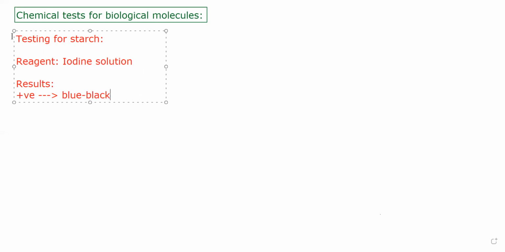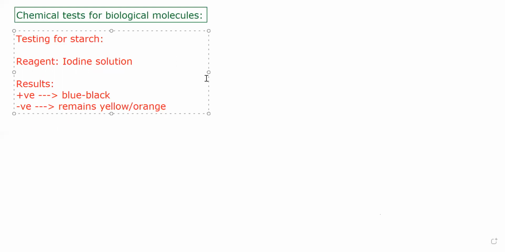and negative will be that it remains orange or yellow, or orange or light brown. So this is going to be the negative test for starch.